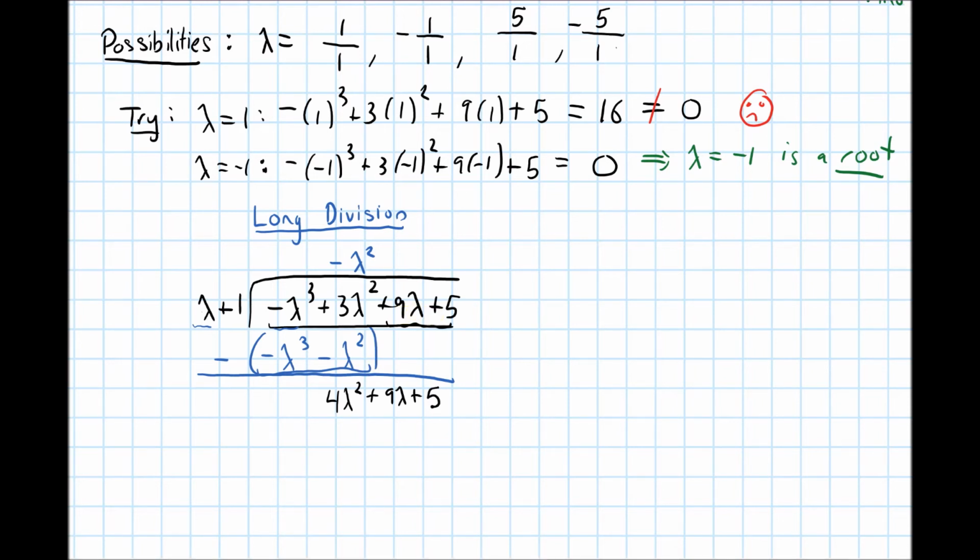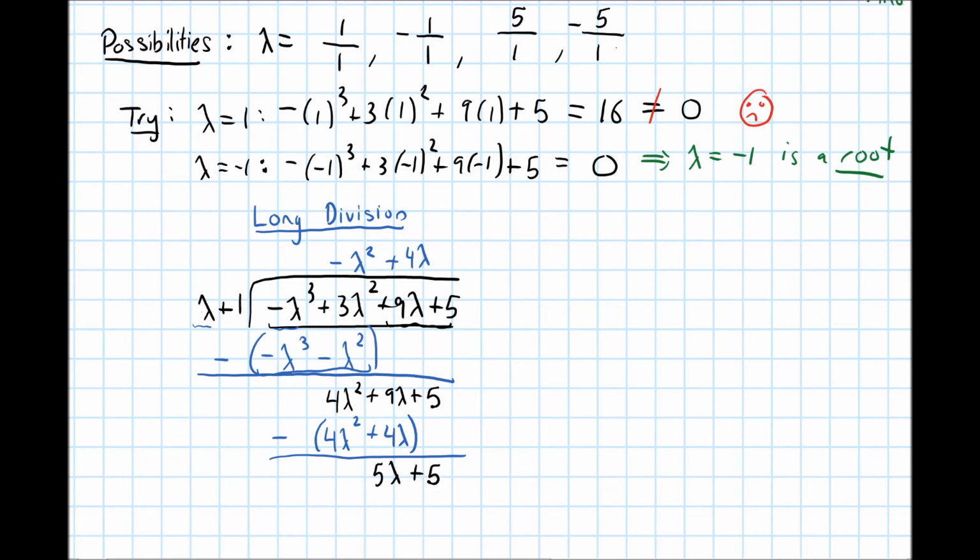And I have to ask myself, what do I multiply lambda by to get 4 lambda squared? And that's positive 4 lambda. So notice I've written it above the lambda term down here. When I multiply 4 lambda by lambda plus 1, we'll get 4 lambda squared plus 4 lambda, and now we subtract. So make sure that I put parentheses around this. And subtracting, we're going to get 5 lambda plus 5.